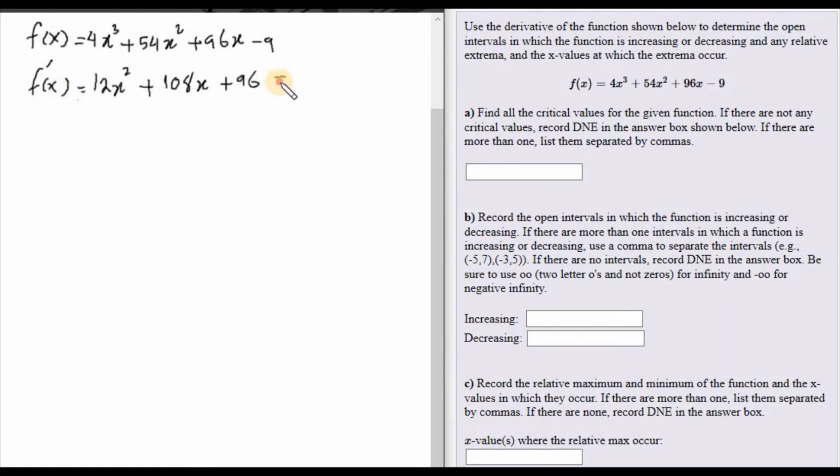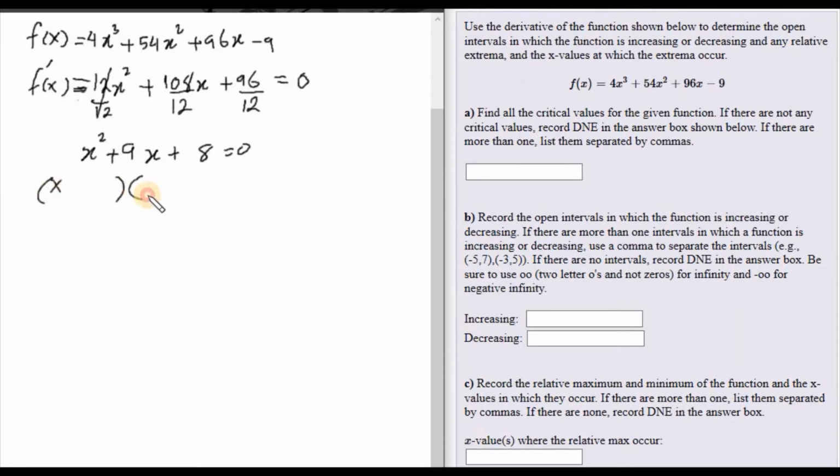Then I will make this equal to 0 in order to solve for x, which will give me the critical values. First, I will need to divide everything by 12. It'll be easier for me to work with it this way. So I will get x squared plus 108 divided by 12, 9x, plus 8 equals 0. Then I will solve this quadratic equation.